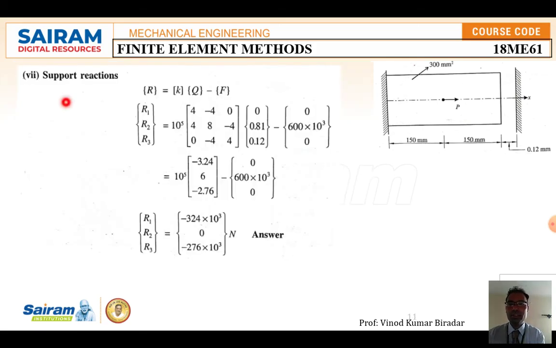Already we know the support reaction formula for the elimination method. This is the formula, R is equal to KQ minus F. So R1, R2, R3, substitute in the values. Just multiply this, first row first column you have to multiply, you are going to get this minus as it is. Then again you subtract this, you are going to get this equation. So this is the support reaction at the given nodes, R1, R2, R3. R1 is equal to minus 324 into 10 to the power of 3, acting opposite. Here there is R2, there will be no reaction, and R3 is also acting in the opposite direction.